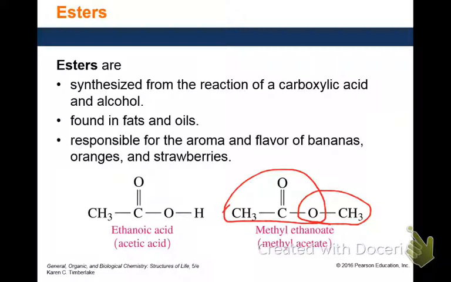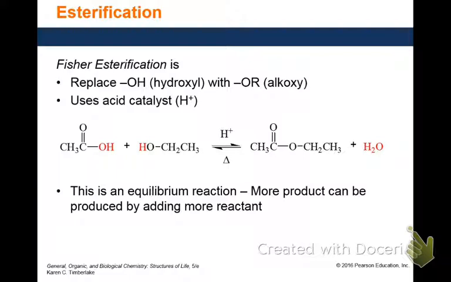Typically, the way it's done is we just take the acid and then the corresponding alcohol, and we boil them. The fancy term in chemistry is reflux them together with some sulfuric acid, and then out comes the ester. Okay. The reaction is written like this, and this is known as a Fischer esterification.